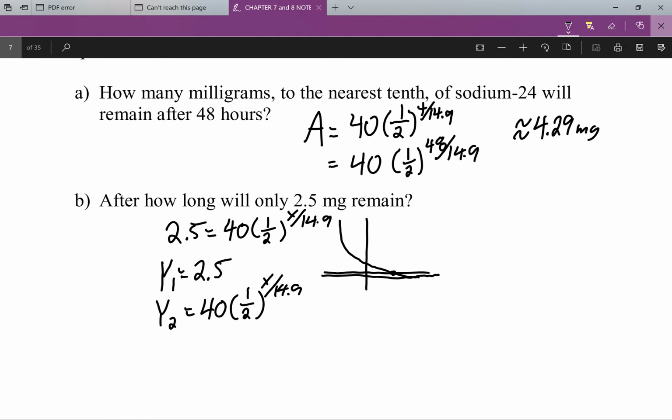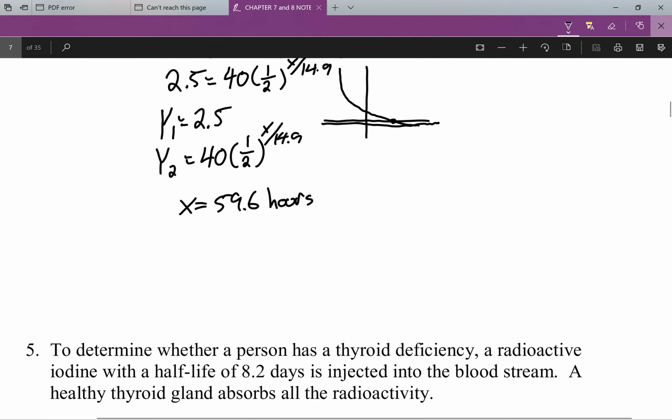So it'll show that the answer will lie a bit further. We go second trace, and then our classic intersect, enter, enter, enter. And this will give us that it will take around 59.6 hours. So after 59.6 hours, only 2.5 milligrams will remain.